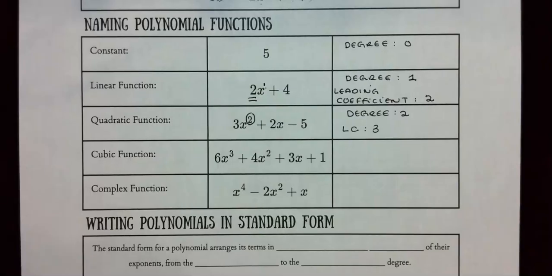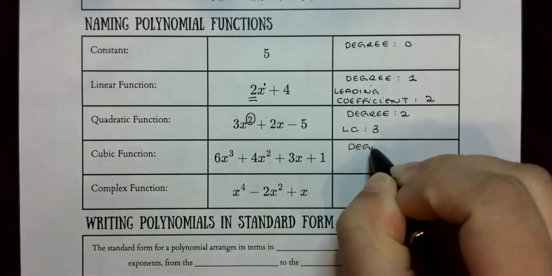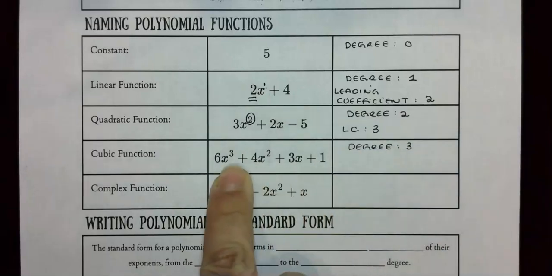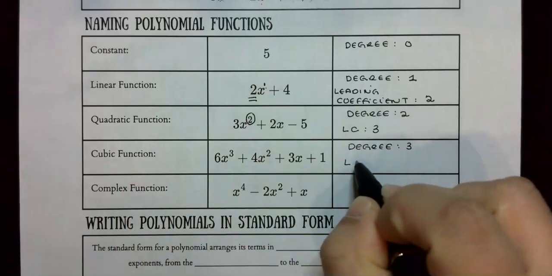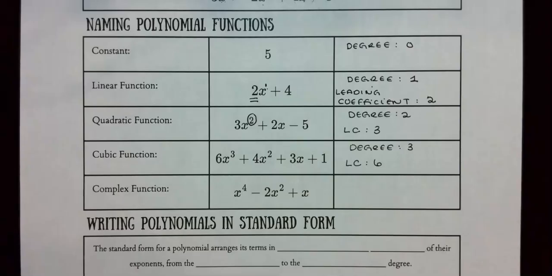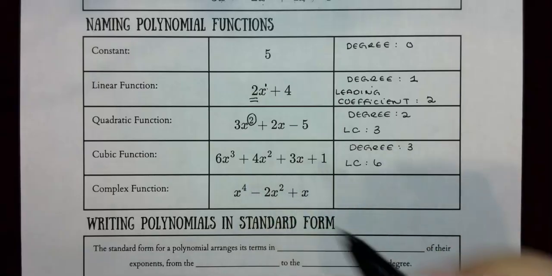Same thing with a cubic function. We have a degree of 3, because that's the highest exponent here, and our leading coefficient is that 6 in the front. Anything with a degree 3 is going to be cubic. And then our last one: some of these, the higher you get, have specific names, but we're not going to get anything bigger than this, so we're just going to call it complex. Notice that this one has a degree 4.